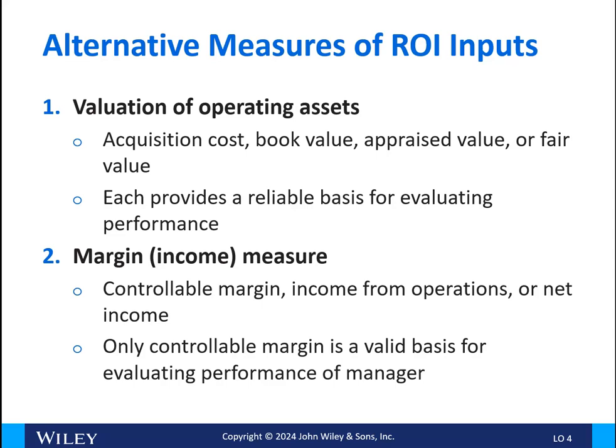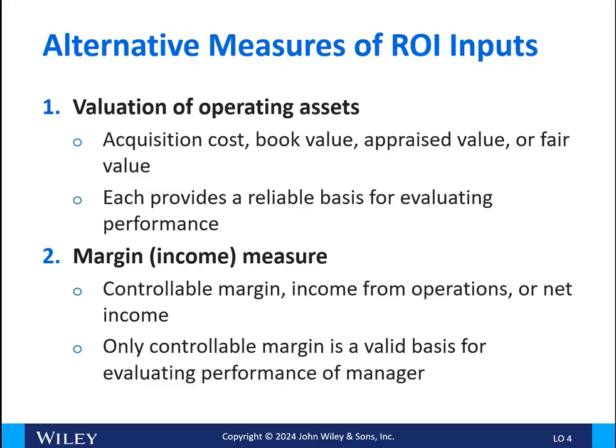Some alternative measures of ROI inputs. The valuation of operating assets. We talked about cost and book value, so either of those could be used. You could also use appraised value or fair value. Each one of these provides a reliable basis for evaluating performance. The key is that you're consistent, that your budget and your actual are using the same valuation, and if you're looking year over year, that you're using the same method so you can compare them.